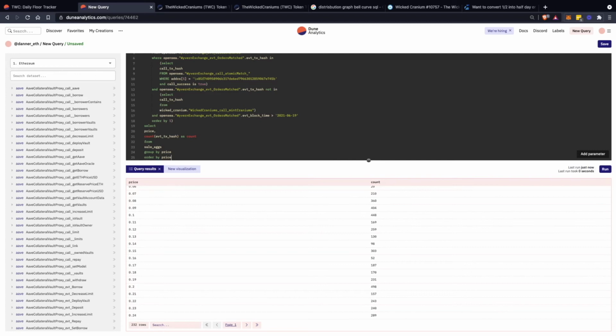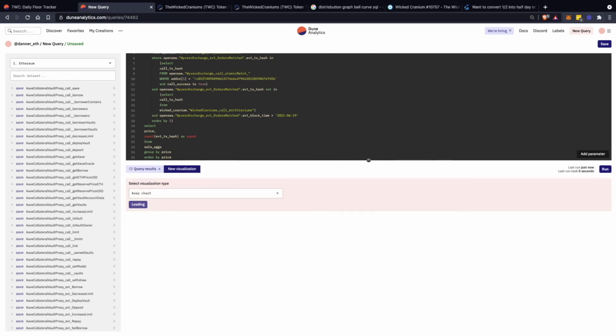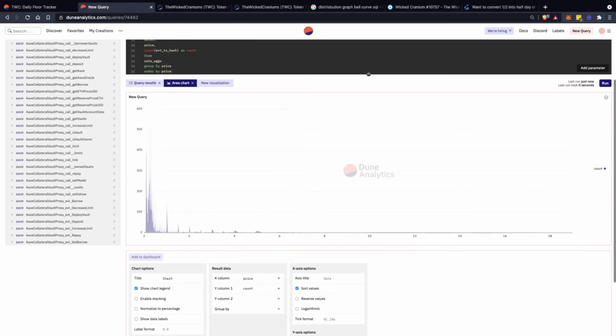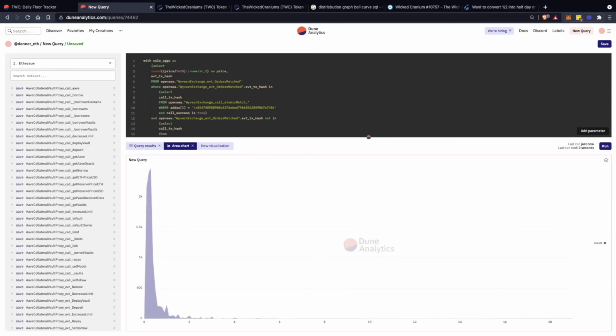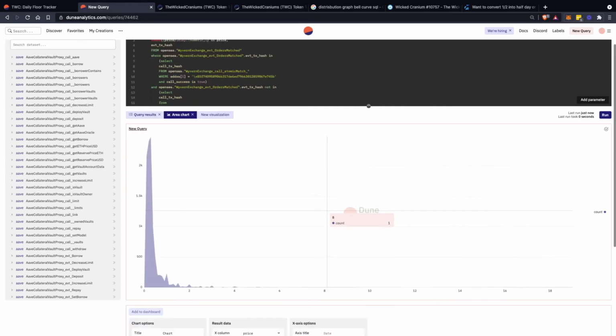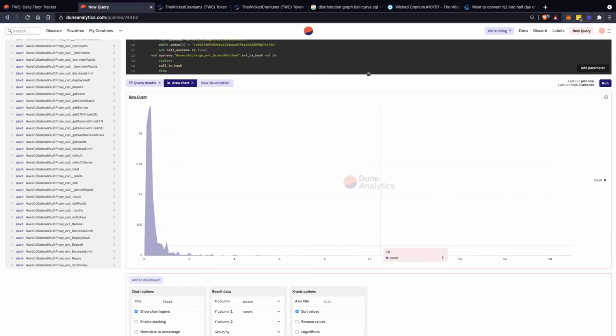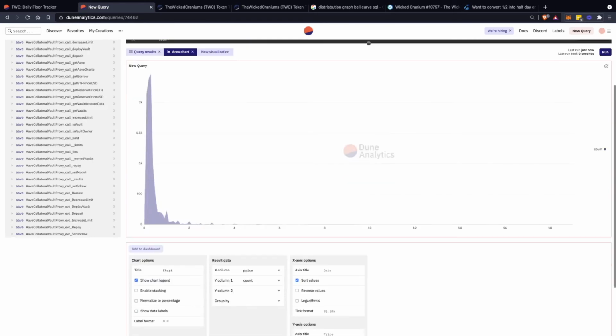Let's see. Distribution there. We might want to round to 1 decimal. It just shows you how serious some of these top outliers are, where really the meat is here in this 0.3 area. I think this is interesting.